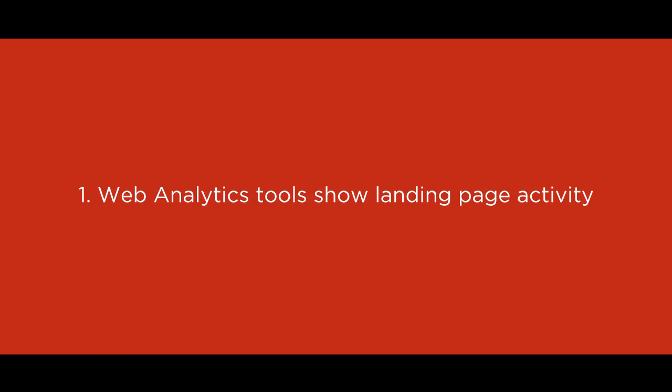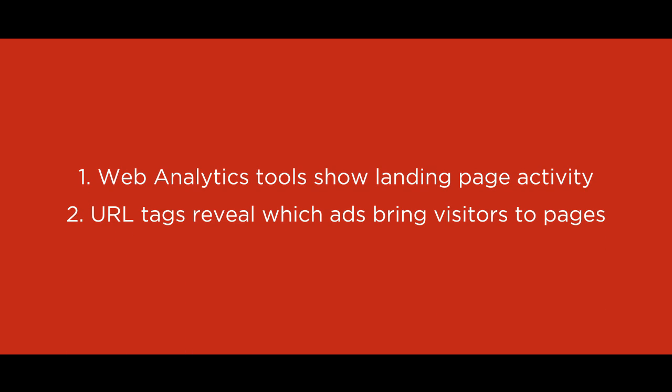Hey guys, it's Matt. And in our last session, we began looking at 6 ways to switch on the lights and see our advertising results. Now we've covered 2 so far. First, web analytics tools that show our landing page activity. And second, URL tags that reveal which online ads bring visitors to our pages. Both of these are important insights, but they stop short of showing us which ads lead to applications and hires.